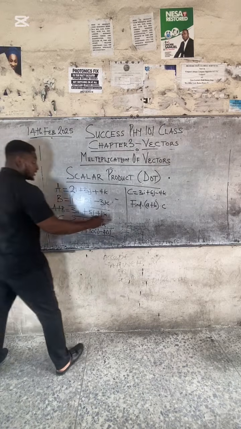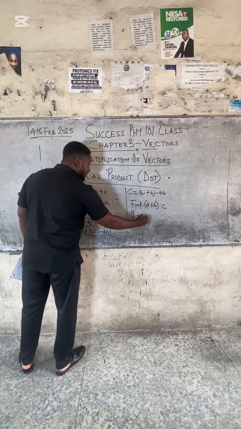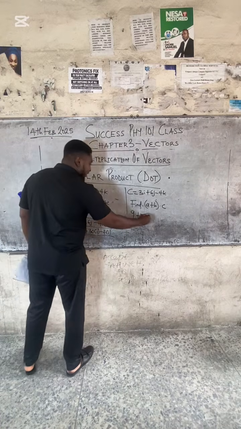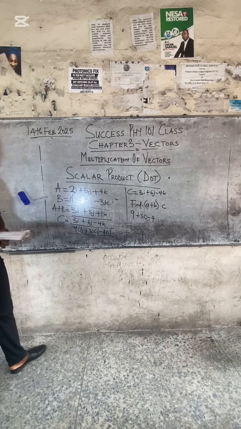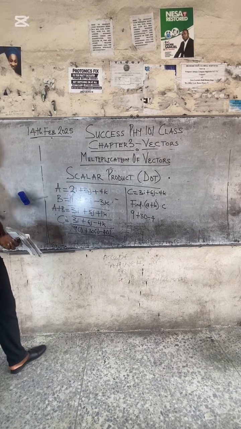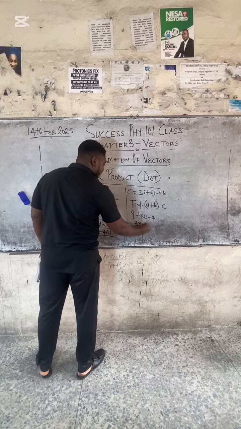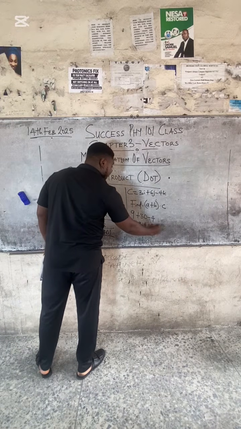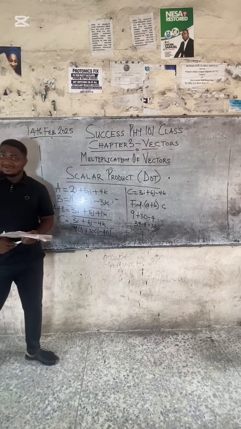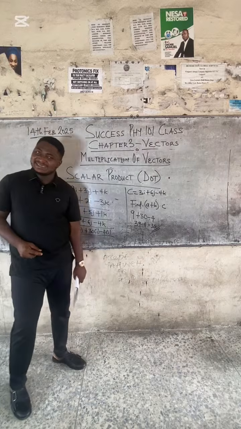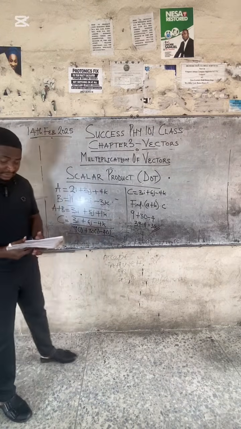9 times 1 is what? 9. 30 times 1 is 30. Minus 4 times 1 is minus 4. So 9 plus 30 minus 4. What is 9 plus 30? 39. 39 minus 4 is 35. A plus B dot C. Who got it? Online students, raise up your hand if you got it. They're laughing. So if you got it, your final answer should be 35.